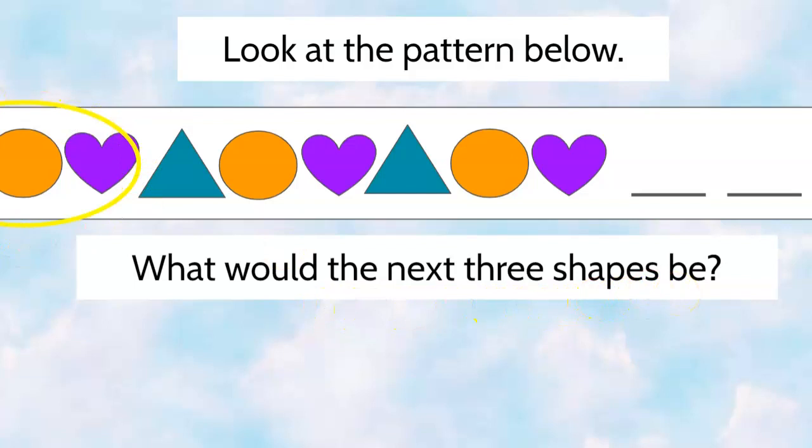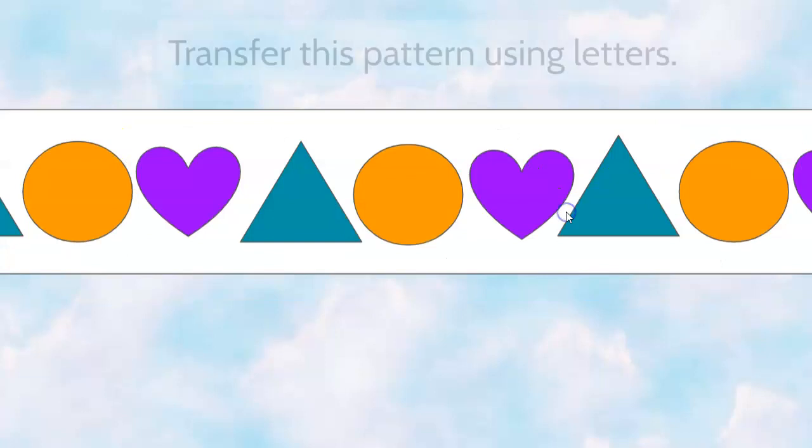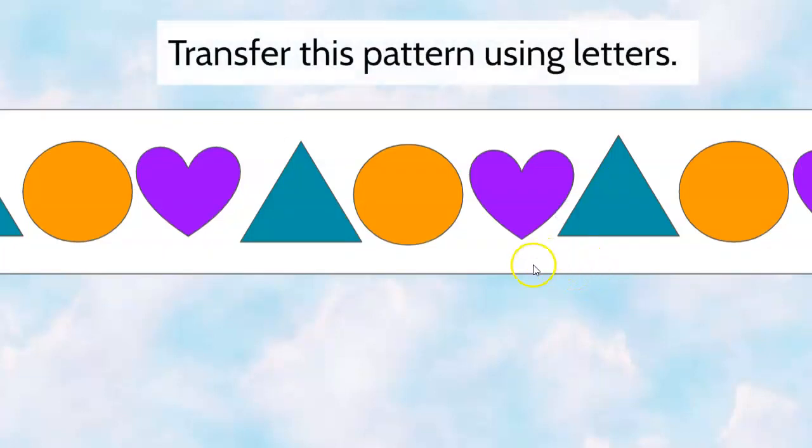Let's extend this pattern. What would the next 3 shapes be? We know the core is triangle, circle, heart. Triangle, circle, heart. Triangle, circle, heart. What comes next? Triangle, circle, heart. Awesome.